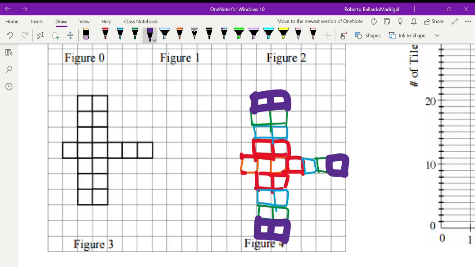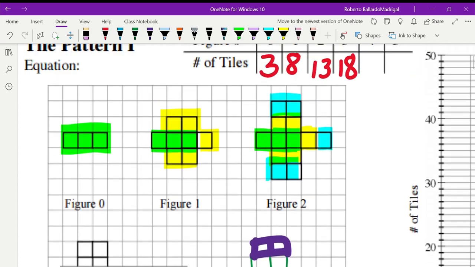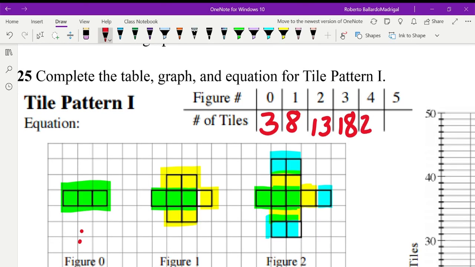How many blocks are there in total? How many blocks can I write for figure number 4? Go ahead and count them up. 23. Right. Thank you. So there are 23 blocks in total. Okay, now that we know the pattern is adding by 5, how many blocks can I expect for figure 5? 28. Okay. And then 33. And 38. And 43. And 48. And so on and so forth. Right? You guys get the idea? Okay.